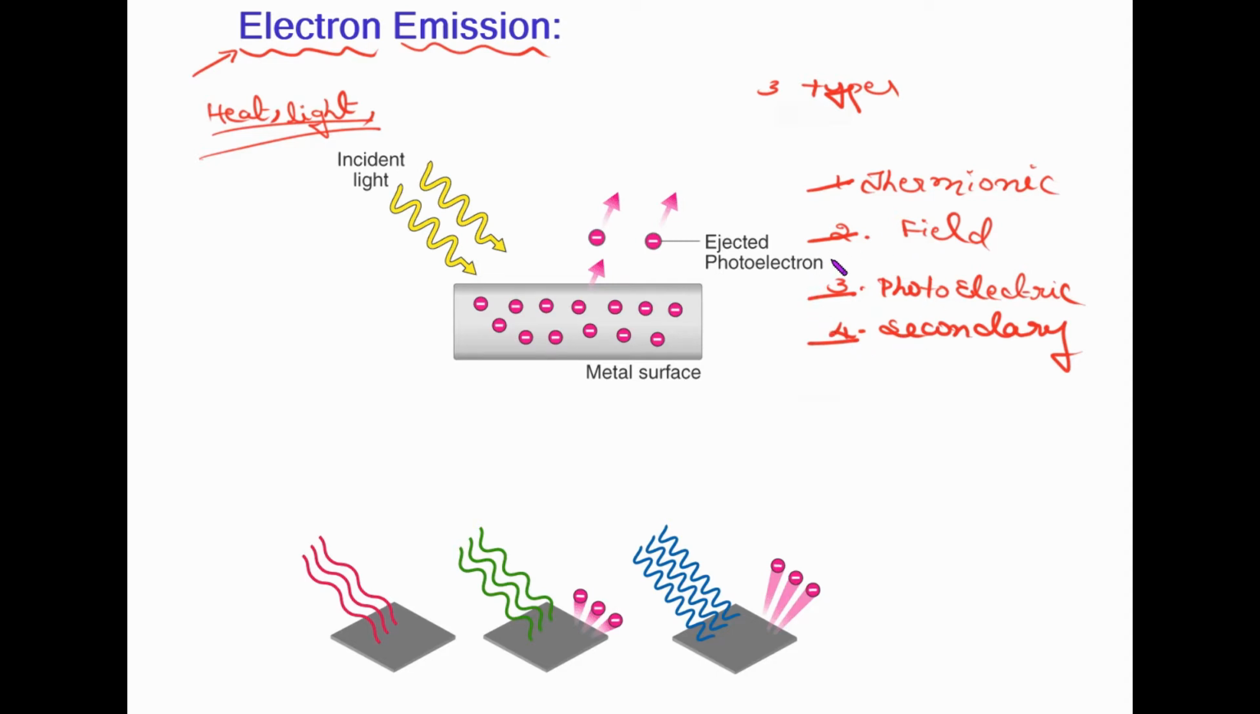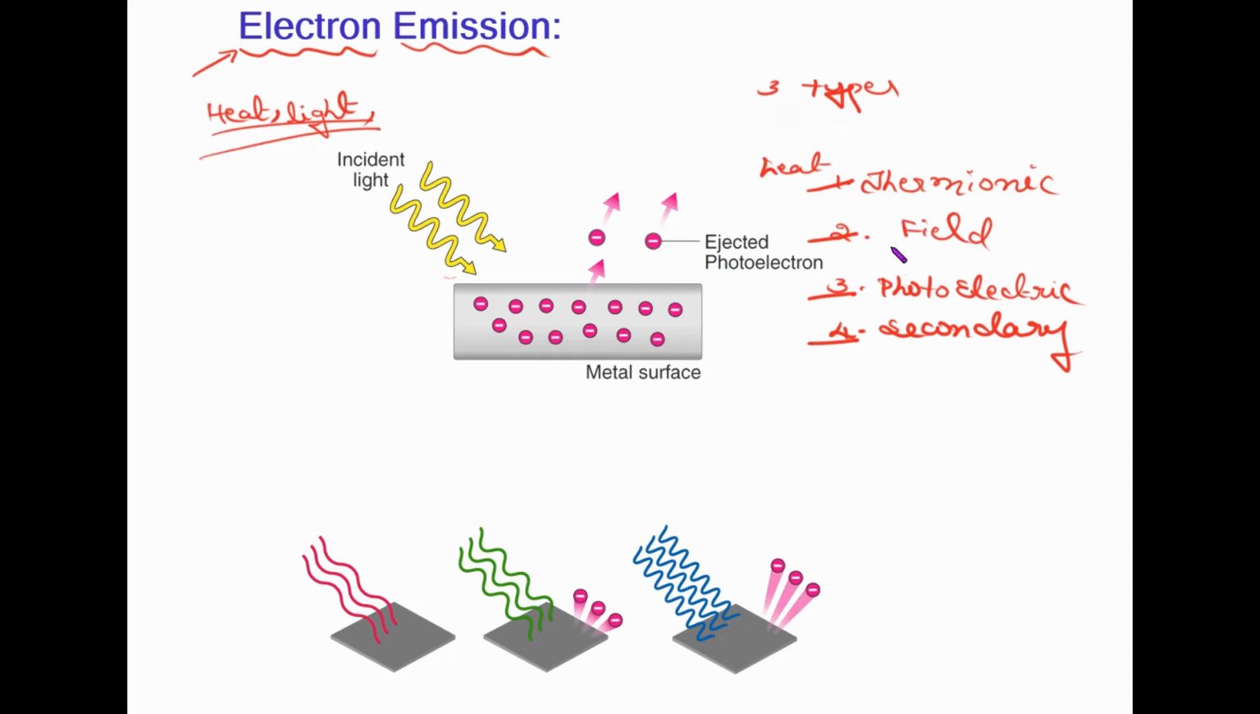In thermionic emission, you can understand from the name itself. We have to supply heat energy, that is, the metal surface can be heated. When we provide heat energy to the metal surface and electrons are liberated, that phenomenon is called thermionic emission, and the electrons emitted in this case are called thermoelectrons.